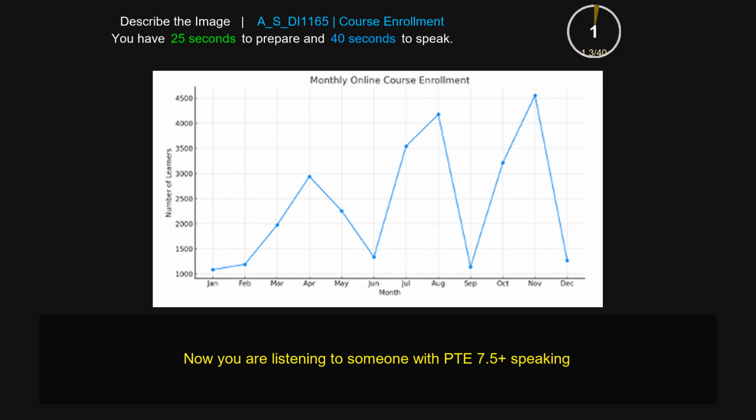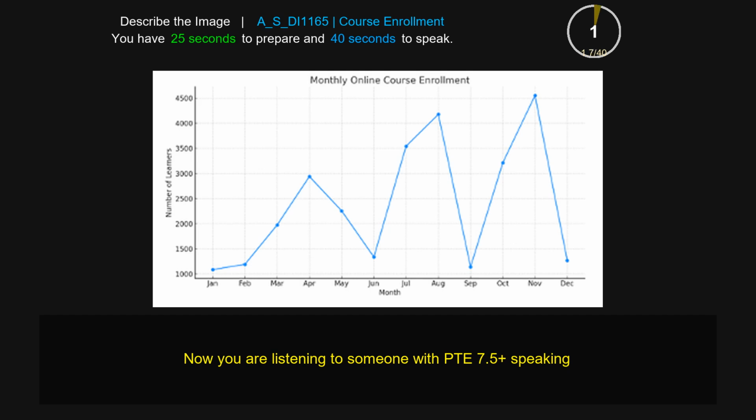The line graph gives the information about the monthly online course enrollment. The x-axis represents the month from January to December, whereas the y-axis represents the number of learners. The highest has been in November, which is above 4,500. The lowest has been after January and September, around 1,000. So this overall picture indicates the monthly online course enrollment.